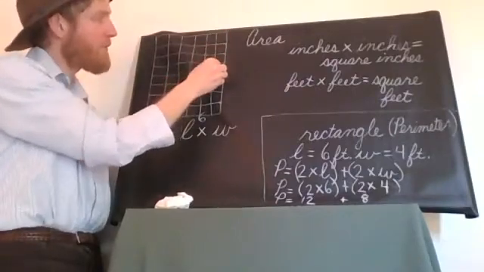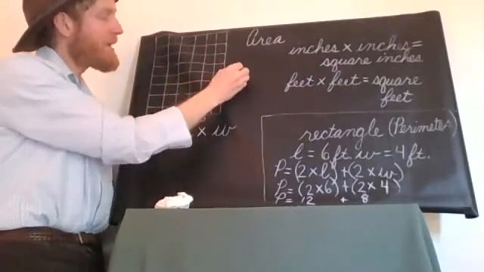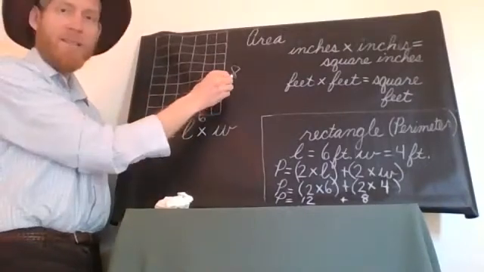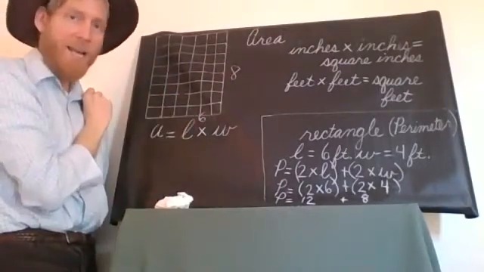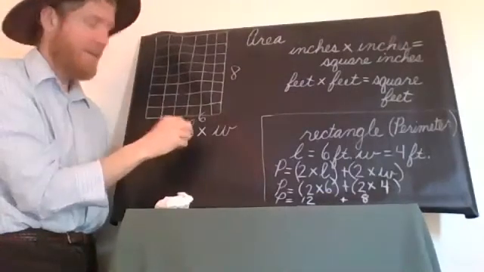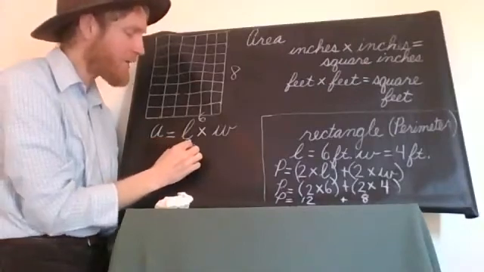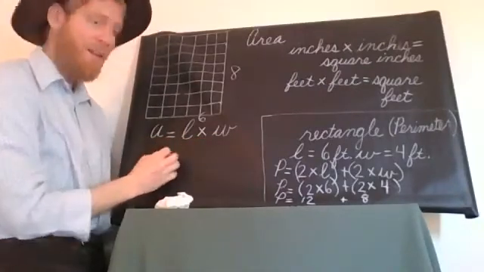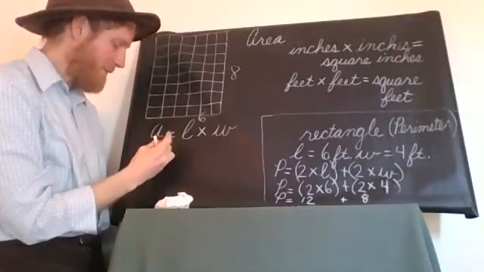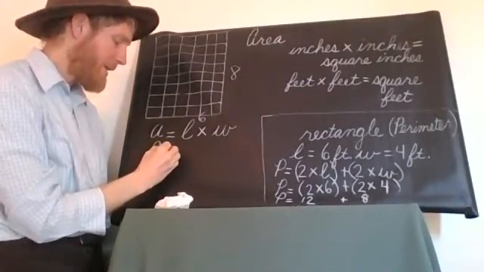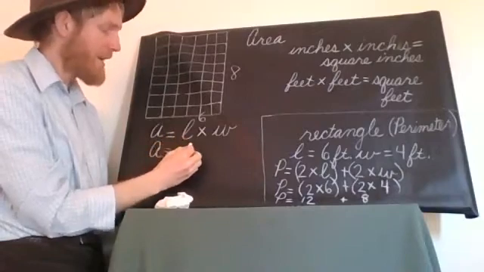1, 2, 3, 4, 5, 6, 7, 8. That side is 8. If the length is 8, since that's longer, and the width is 6, when we solve for area, we would simply write A equals length times width. Then under that, we would write that again. A equals, well, what is the length? 8.